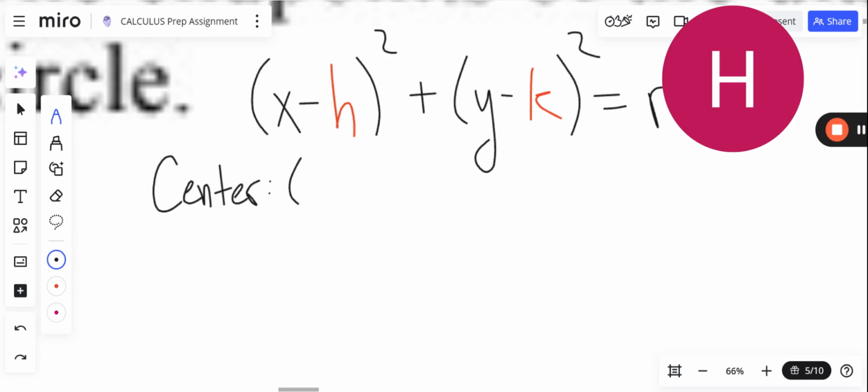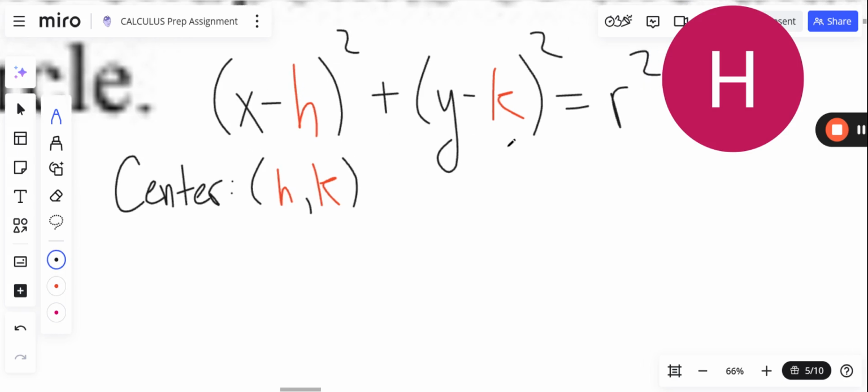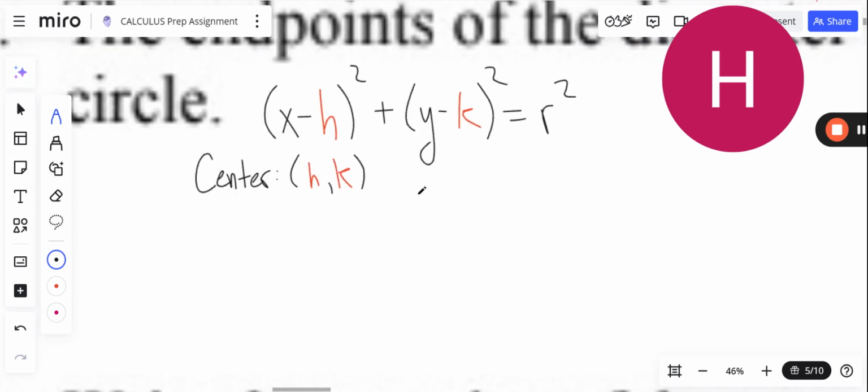I guess I'll put it in the same color so it's matching. Otherwise, it's like, why are they in a different color? I wrote those in a different color in these equations because they're subject to change depending on what actual circle you're looking at.